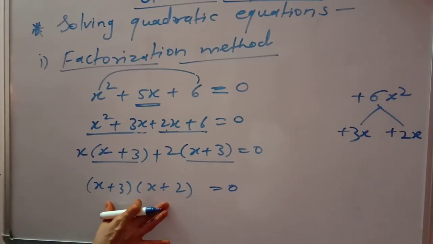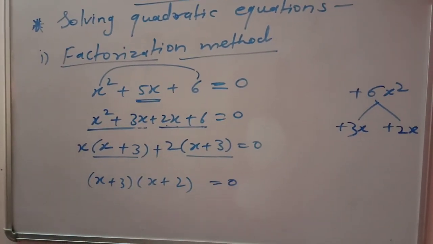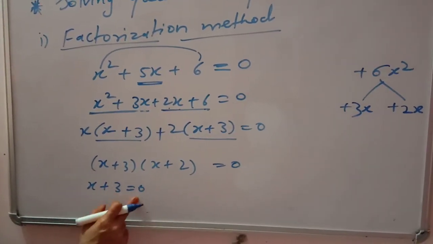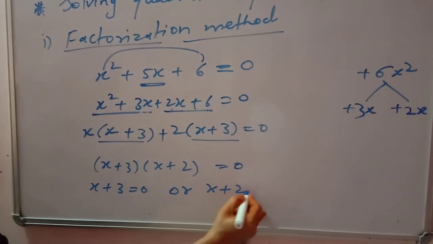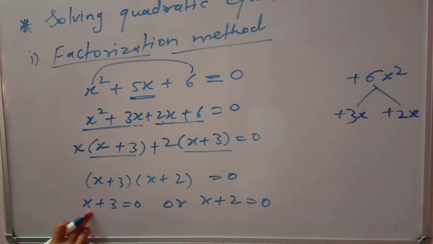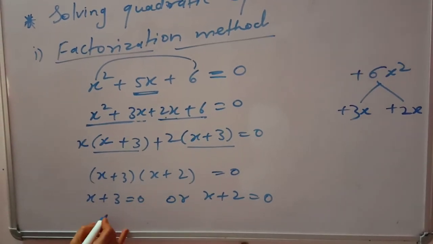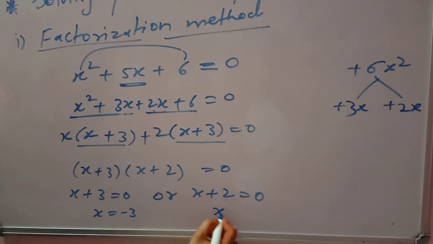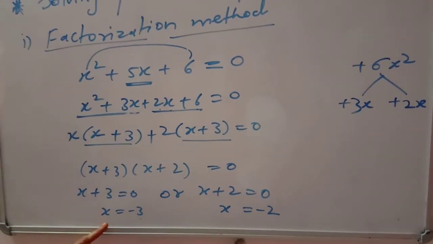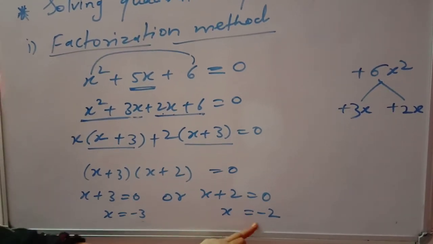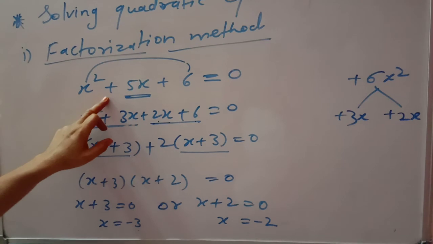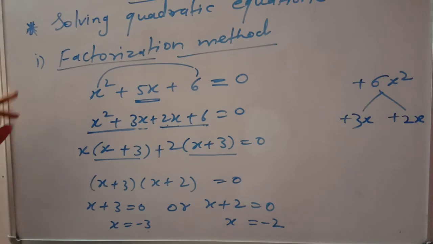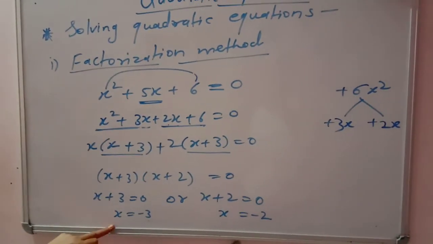Now if the product of two brackets, two numbers, is 0, one of them is definitely 0. So we can write either x plus 3 equal to 0 or x plus 2 equal to 0. If x plus 3 equal to 0, taking 3 to the other side, x equals negative 3. Again, if x plus 2 equal to 0, x equals negative 2. So x equal to negative 3 or x equal to negative 2 are the roots or solutions of this given quadratic equation. And in this way, by the factorization method, we can solve the given quadratic equation.